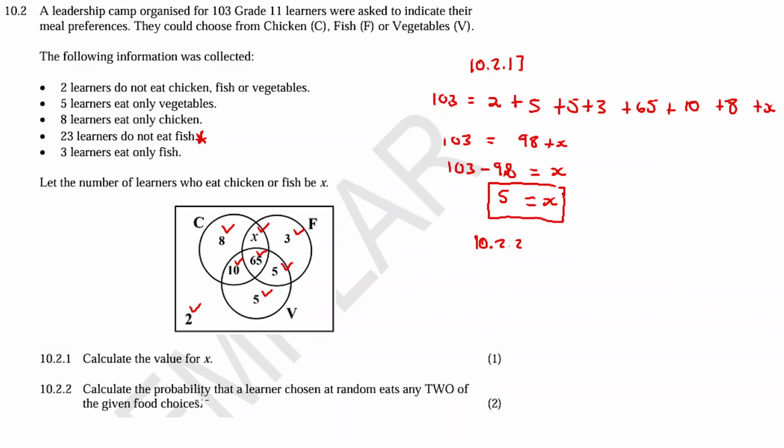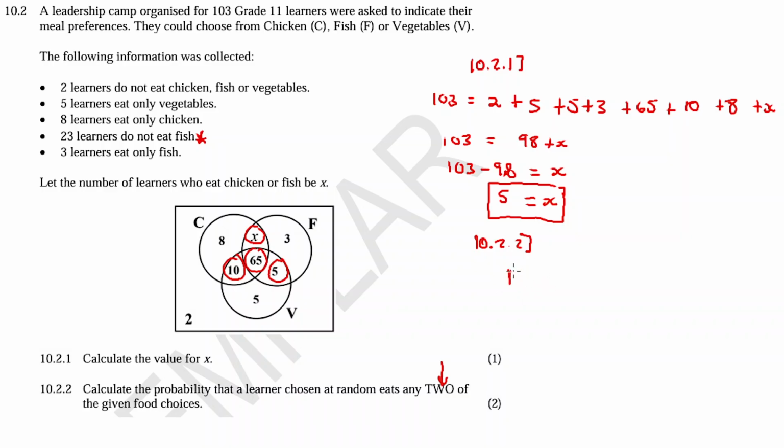10.2.2 calculate the probability that a learner chosen at random eats any two of the given food choices. Any two. Just two? Is it just two? Just two. I'm gonna take the 10, add it to this 5, and add it to that 5. These are the only who are eating any two. The 65, it's for 3, right? It's the guys who eat all of them.